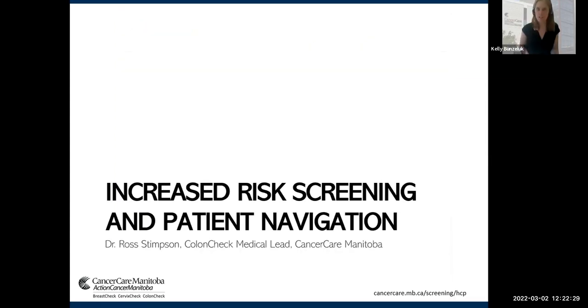Thank you, Laura, for sharing that information about the ColonCheck program. We're now going to move on to our second speaker, Ross Stimson, who will be speaking about patient navigation and increased risk screening. Dr. Stimson is the medical lead for ColonCheck at Cancer Care Manitoba, and he is also an assistant professor in the Department of Surgery at the University of Manitoba.